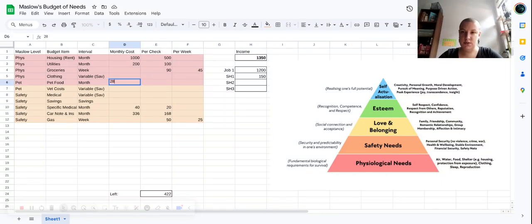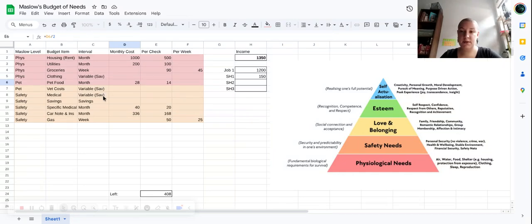We're going to say $28 a month. I have a cat. Now I don't have litter in here. That's kind of separate. Some people have dogs. We're just doing a sample. Okay, so these are variables, right?